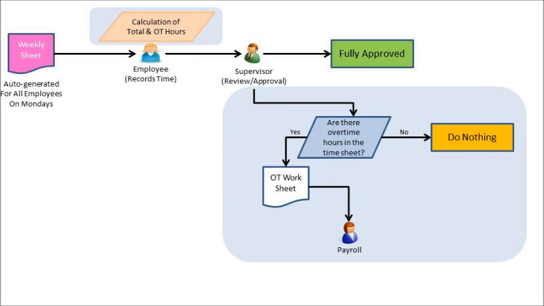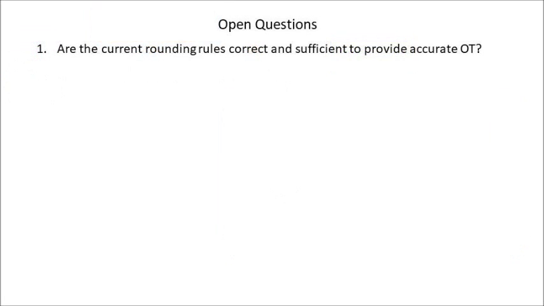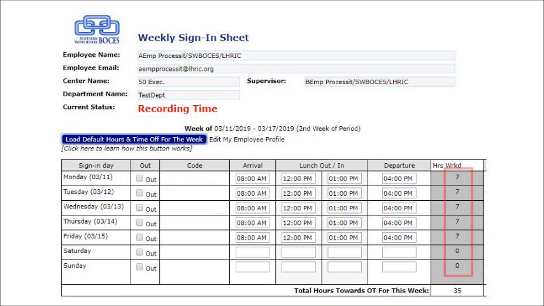That brings us to our first question, which has to do with the rounding rules. Are the current rounding rules correct and sufficient to provide accurate overtime calculations? Let's take a quick look at how those work. This example timesheet shows 7 hours per day, Monday through Friday, a fairly straightforward example. We can see that the total number of hours this week is merely a summation of Monday through Friday hours. This works perfectly fine because each day is exactly 7.0 hours.